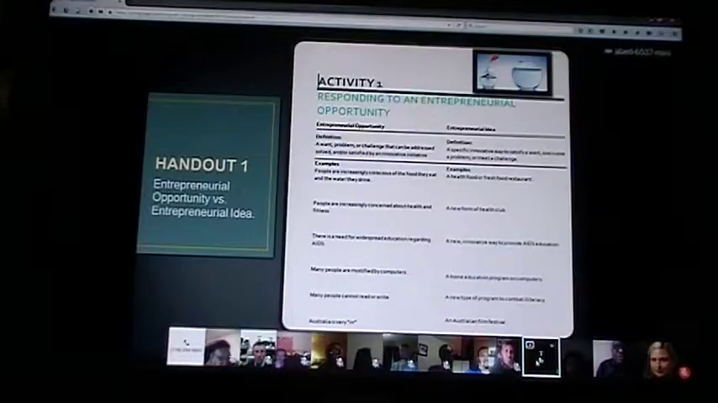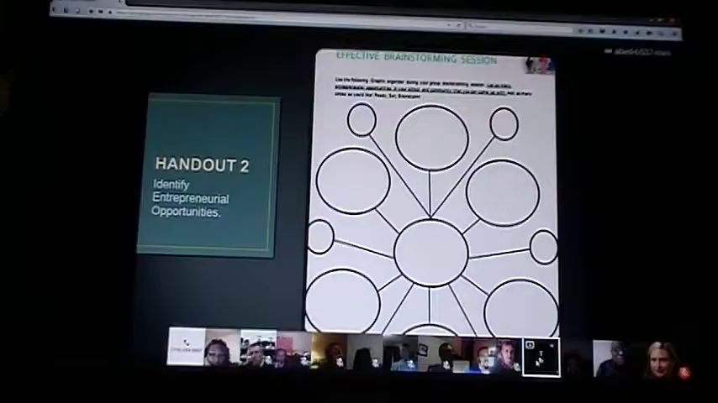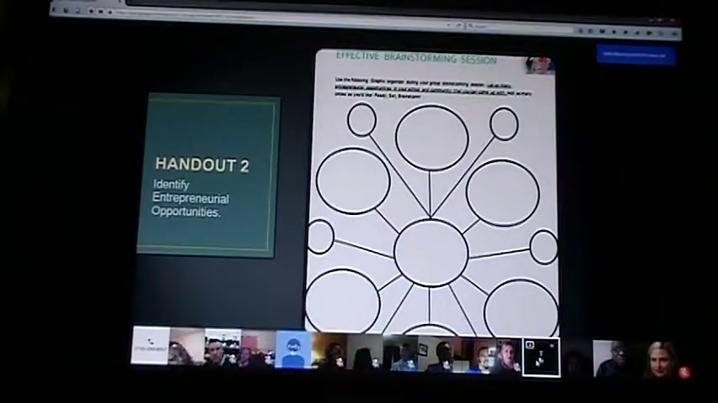Okay, guys, so what I want you to do is you're going to pull out handout 2. And you have a graphic organizer here. And we're going to break off into groups. In our case here, of course, we can't do that. So you guys are going to work individually.